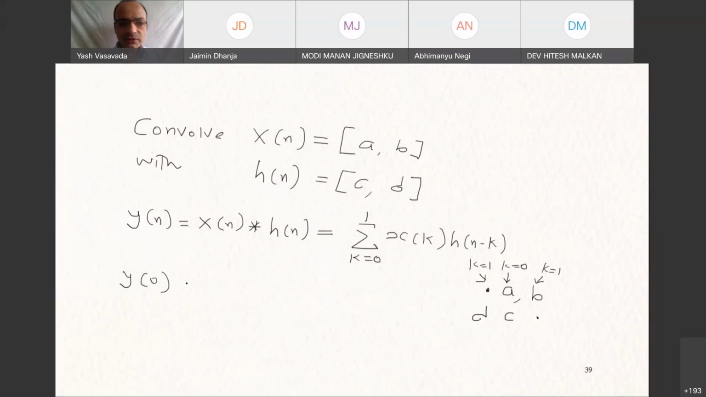So y of 0 is going to be just the product of the elements which are in the same column. So here d gets multiplied with 0, b gets multiplied with 0, but a gets multiplied with c. So I get ac.